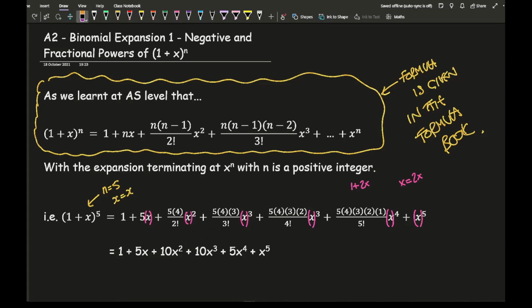Now in the video where we covered binomial expansion at AS level, there are several ways in which you can easily do this without using the formula. However, when we move on to this particular level where we're potentially dealing with negative and fractional powers, using this formula is going to be a must. So if you didn't use it before, unfortunately you're going to have to learn how to use it, and if you did use it before, well, you're not learning anything new.